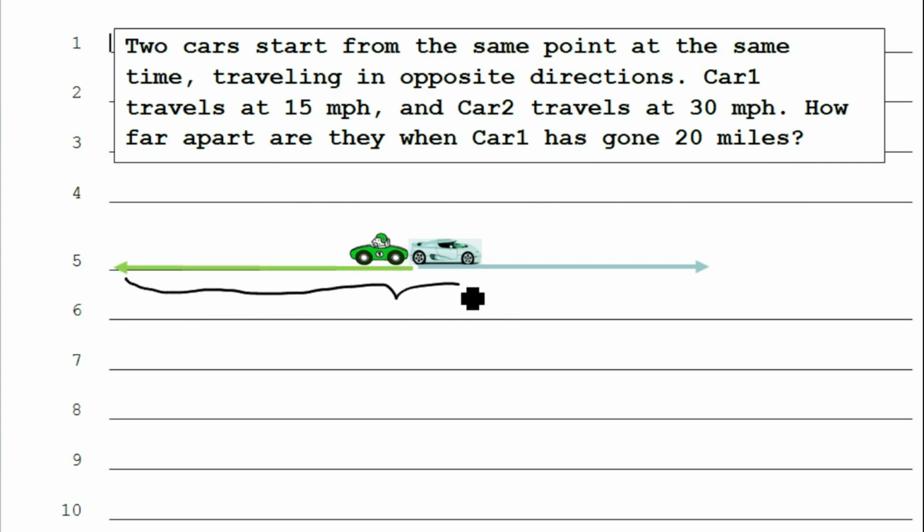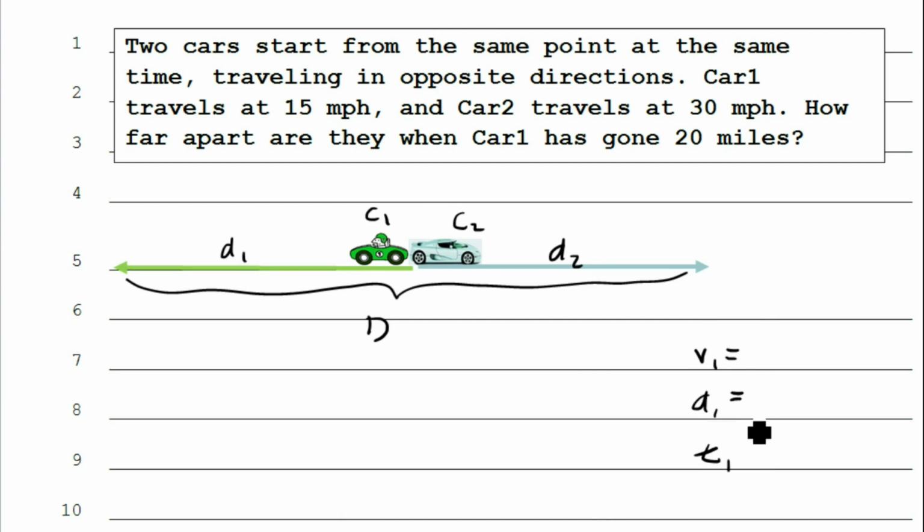Again, here's the distance D, which we've got to find out. This would be car 1, and this is car 2, with D1 and D2. What do we know about the cars? V1, D1, and T1. V1 equals 15 miles per hour. D1, we don't know. T1, we don't know.